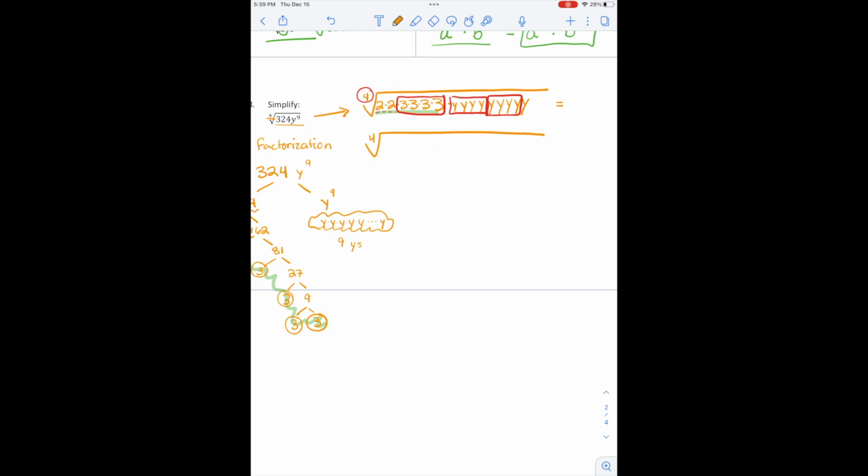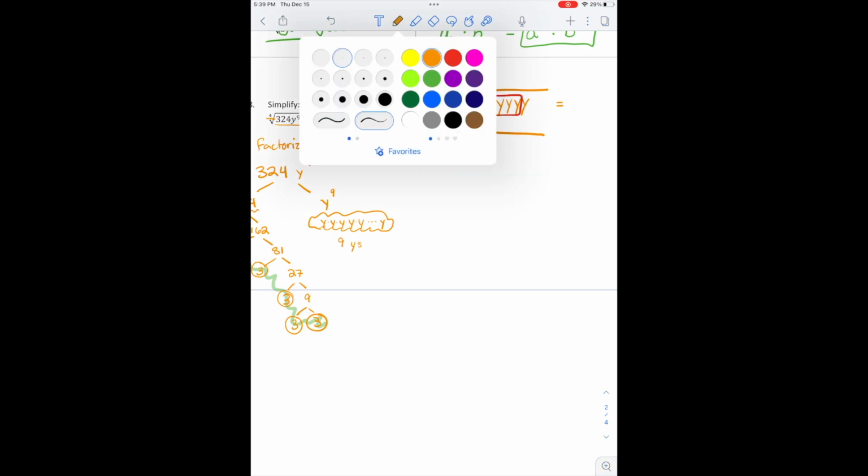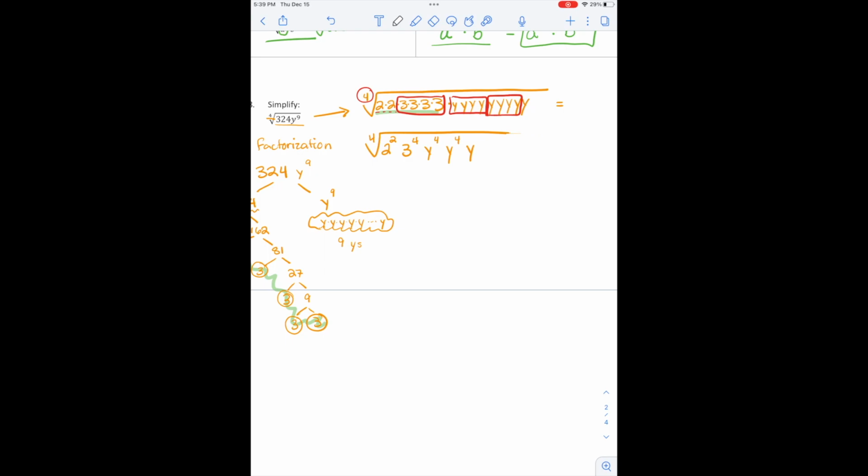The 4th root of, I have 2 2's, so I can write it as 2 squared. I have 4 3s. I have 4 y's. I have 4 more y's. And I have a single y. Looks like I didn't need all of that extra space over here. Oops.